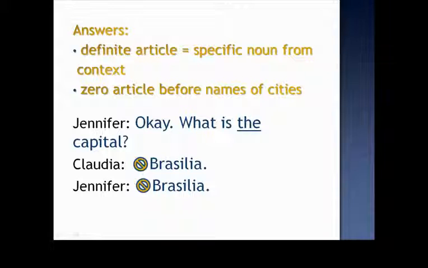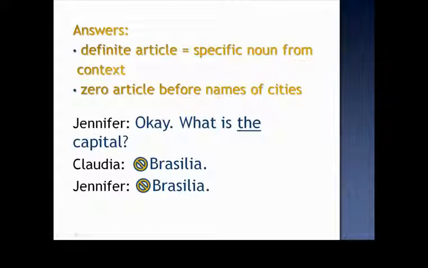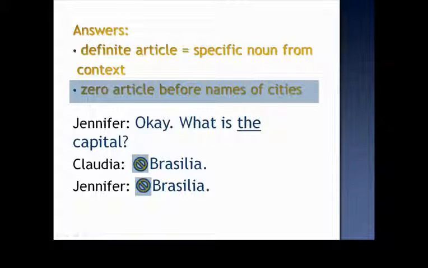Brasília. You were correct if you chose the definite article before the word capital, because we know which capital we're talking about, the capital of Brazil. You were also correct if you chose the zero article before the name of the capital, Brasília.